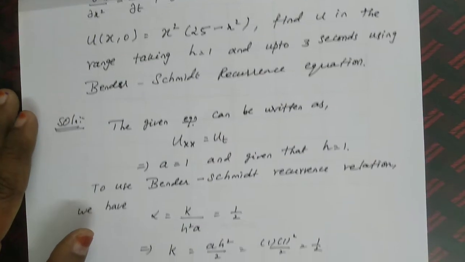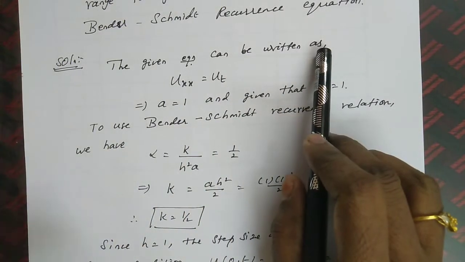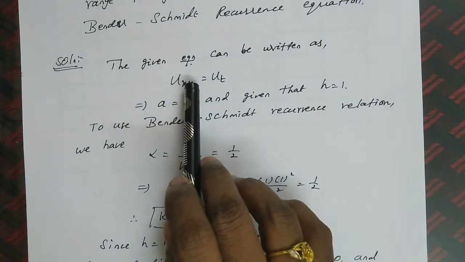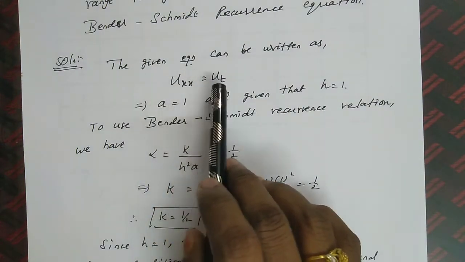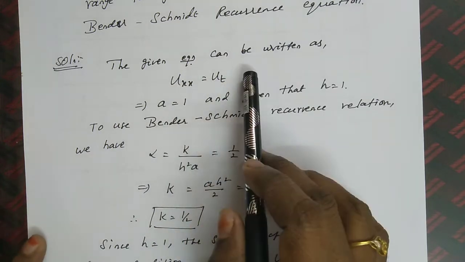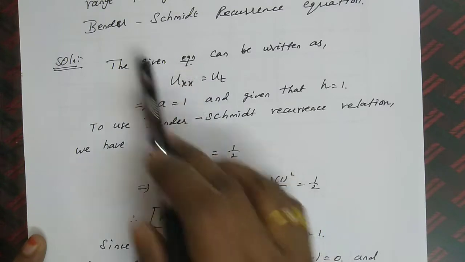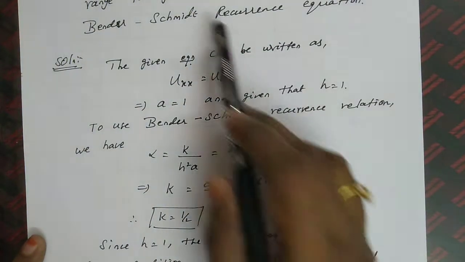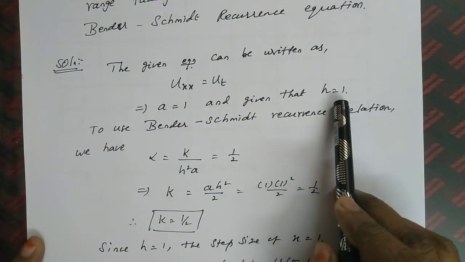Okay, now we can go for the solution. Look at the solution. The given equation can be written as, not necessary, you can write the given equation as u_xx or dou square u by dou x square equal to dou u by dou t, both are the same only. So as I told you already that in the place of c or a, in this question it's 1. Okay, so a equal to 1. Also given in the question h is equal to 1. h is nothing but the step size of x.